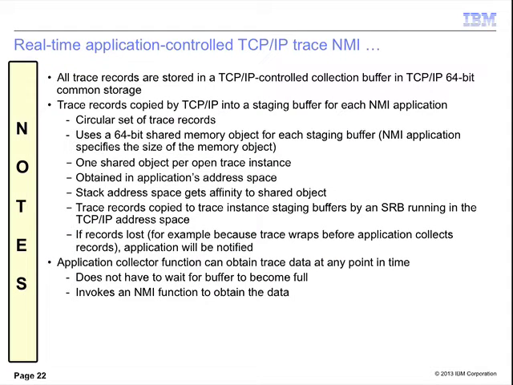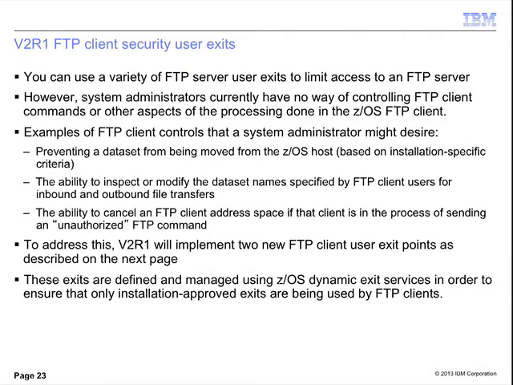I'll skip the next chart again. That's a few more bullets of detail on the picture. The next one is probably not quite accurate to call a network management interface, but 2.1 is going to provide some new security user exits. The driving force behind this was vendor requests, vendors that wanted to be able to do things with our FTP client that they could not do to date.